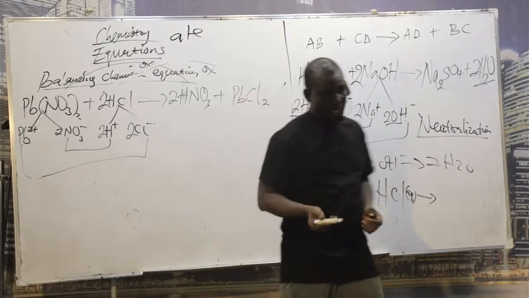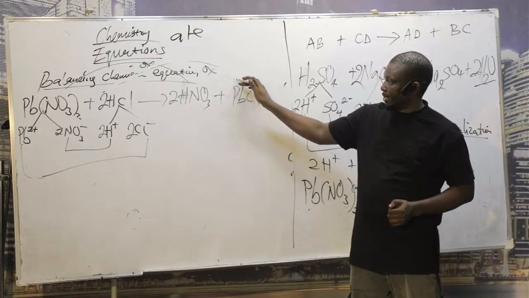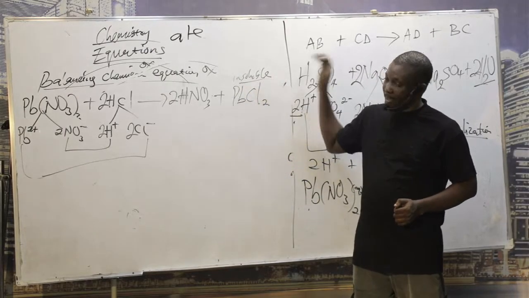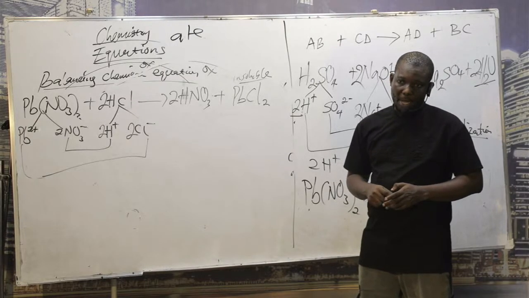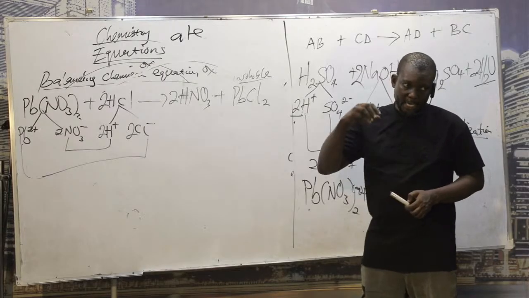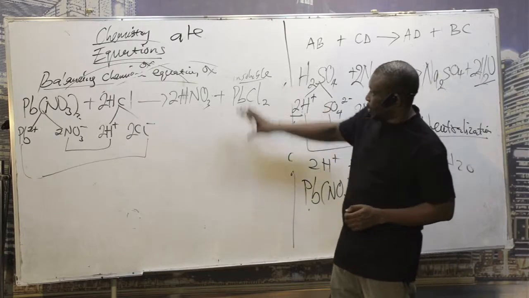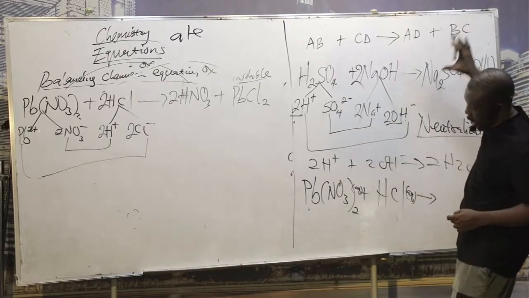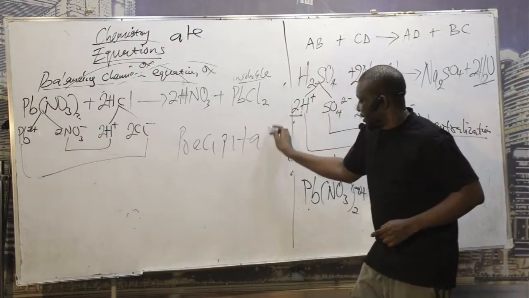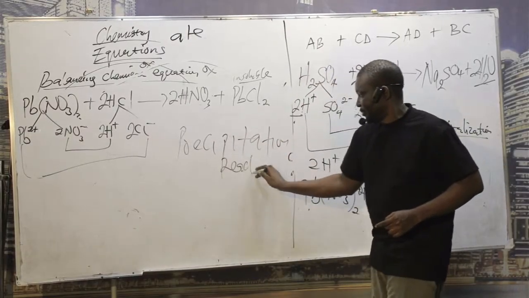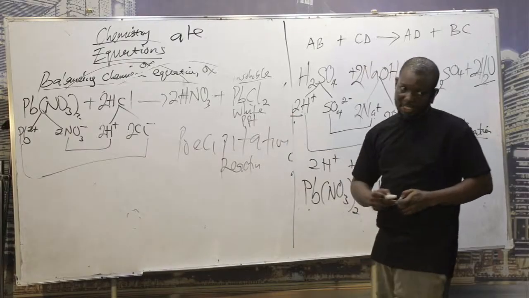But in this reaction, this salt here is what? Is soluble. Whenever in a reaction between two compounds that are soluble, if one of the products formed appears to be soluble, this type of double decomposition is called neutralization reaction. This one is called what? Precipitation reaction. Why? Because this one is coming out as white precipitate.